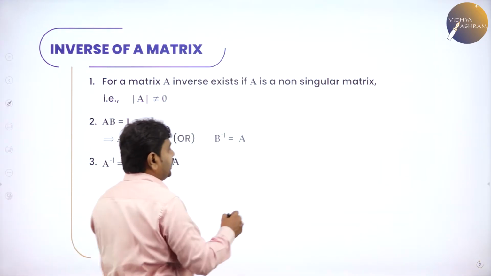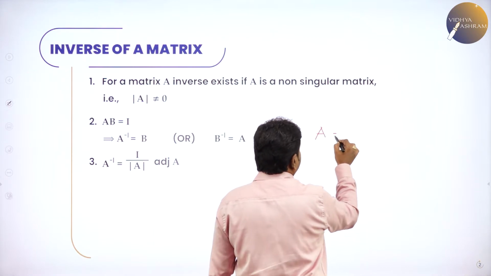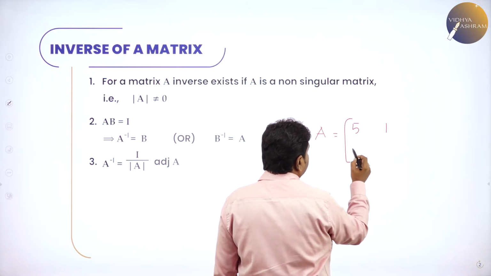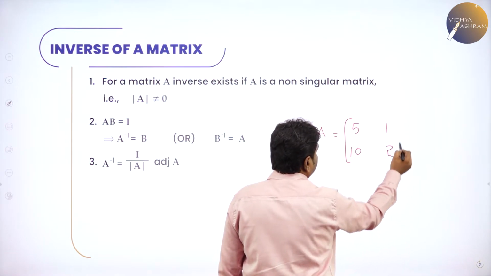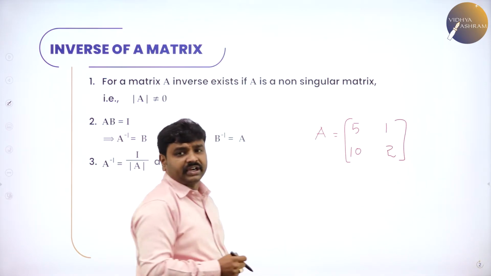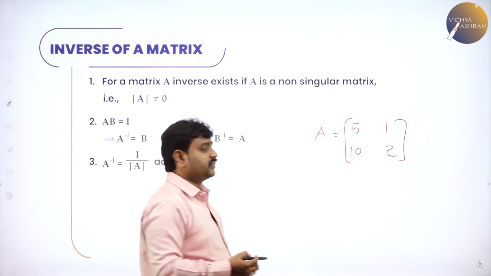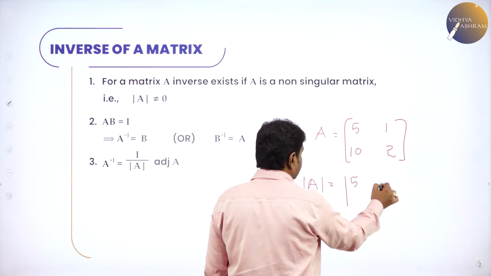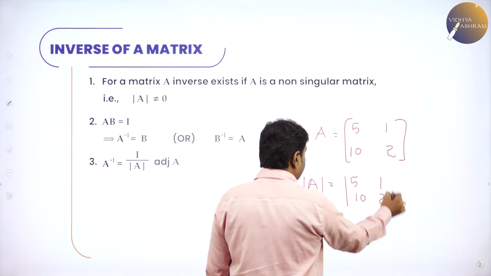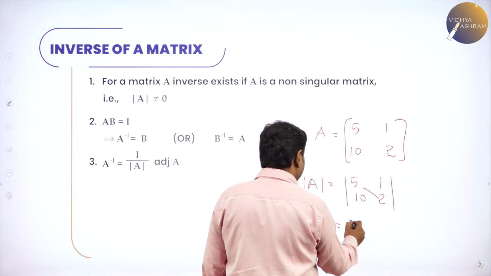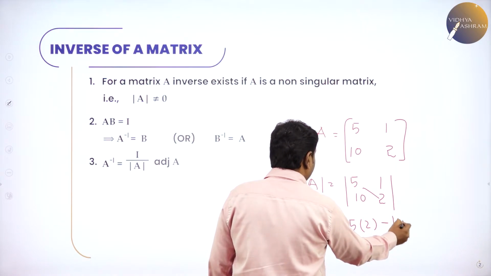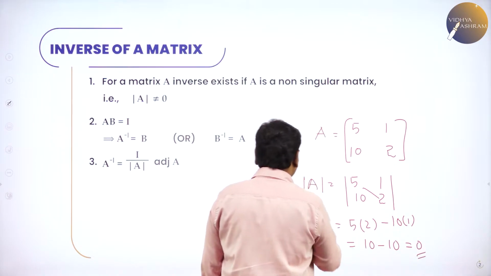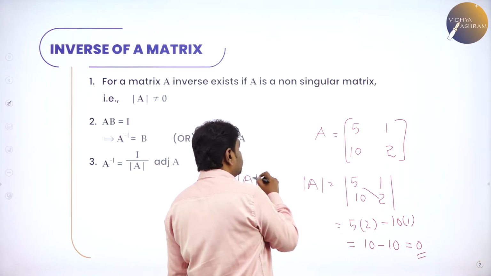Now for example, I will take A is equal to 5, 1, 10, 2. I have taken a matrix 5, 1, 10, 2. Let us find determinant for this. Determinant of A means determinant of 5, 1, 10, 2. How to find determinant? Multiply the principal diagonal, that is 5 into 2 minus 10 into 1. That is 10 minus 10. What is 10 minus 10? 0. So det A or determinant A is 0.